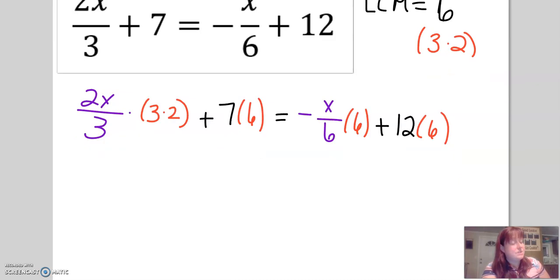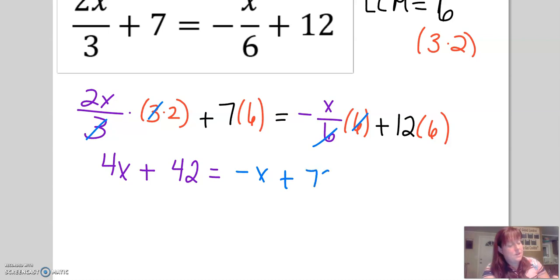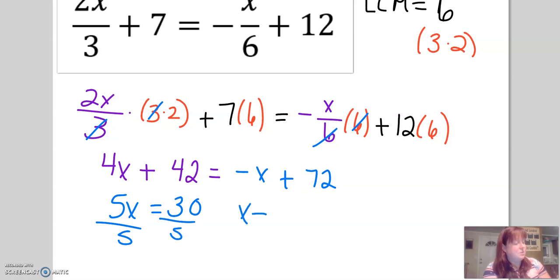All right, so I notice that the 3 on top will cancel out this 3 on bottom, and I get 2 times 2, which is 4x, plus 42 equals, and then the 6 on top cancels the 6 on bottom, and I just have negative x plus 72. I add x to both sides, and I have 5x. I subtract 42 from both sides, I have 30. I divide by 5, and I end up with x equals 6.